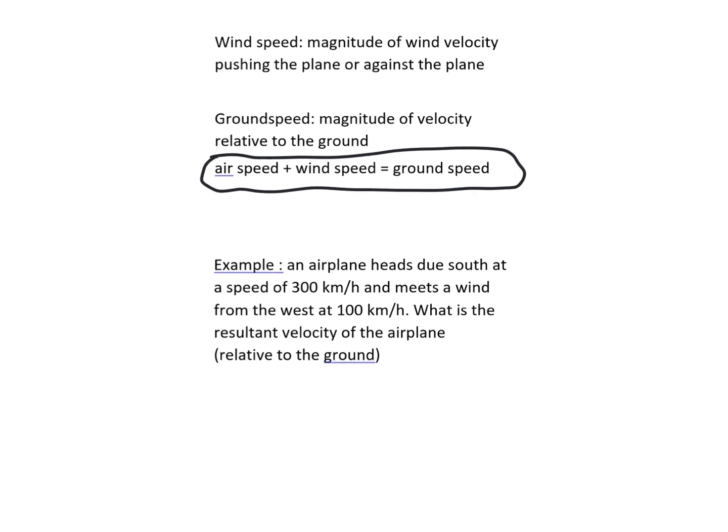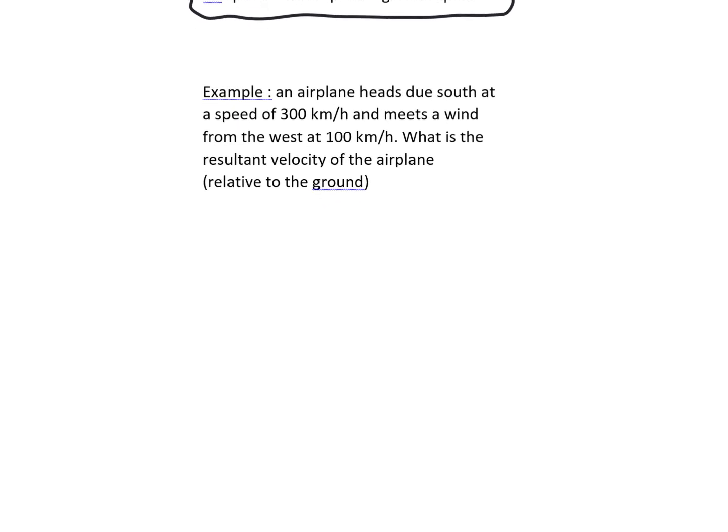So for example, we might have a plane headed due south at a speed of 300 kilometers per hour, and there is a wind from the west at 100. The first thing that we would like to do is draw a diagram. If it is going due south, it is going towards the south at 300, and it's meeting a wind from the west. So if it's from the west, it is headed east.